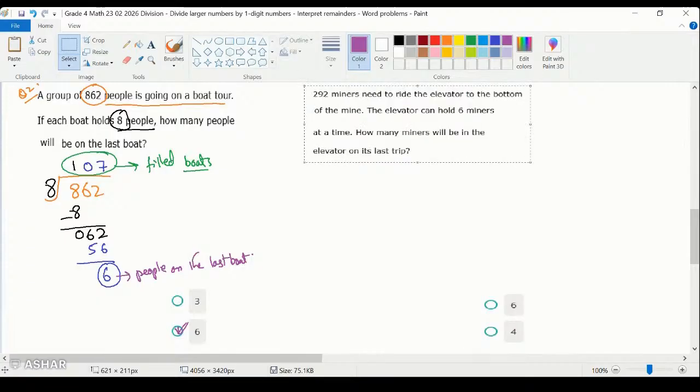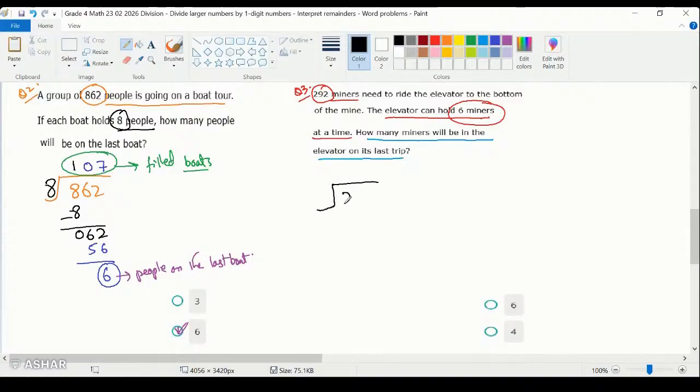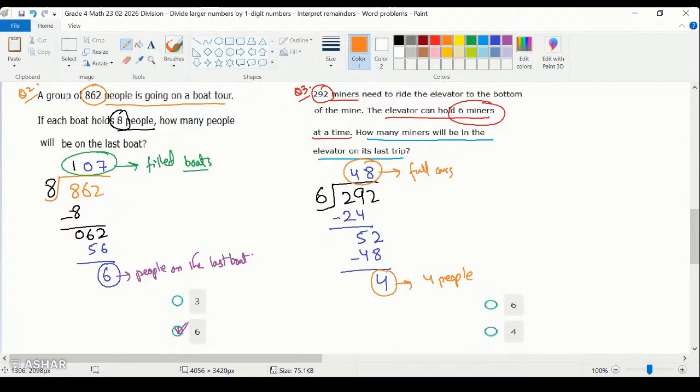292 miners need to ride the elevator while going down. The elevator can hold 6 miners per trip. How many miners will be left on the last trip? All we need to do is divide 292 by 6. 6 times 4 is 24. We have a 5, we have a 2, 6, 30, 36, 42, 48, right? 8 is 48 and we are left with 4. That means there would be 48 full cars and 4 miners in the last car. I just did this because we have already done this, right? Yes, agreed. Okay.